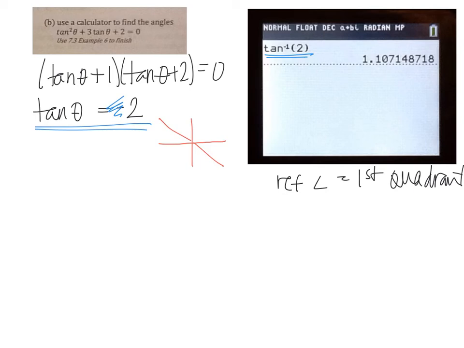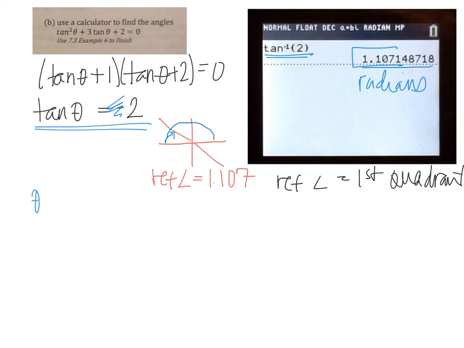So I'm going to keep this as a positive angle, and here's my reference angle, and remember this is already in radians. So I'm going to round it to 3 decimal places, and let me write that down over here. So my reference angle is 1.107. So I need 2 angles now. I need the angle pi minus 1.107. So that's going to be one value of theta, pi minus 1.107. And then we're going to need the other angle, which is 2 pi minus that 1.107.